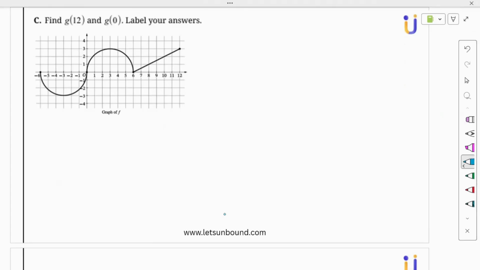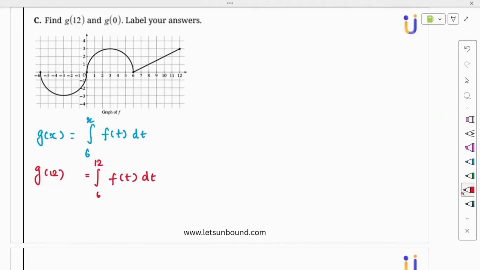Here we go. G of x is clearly given to us. This is G of x, the accumulation of f, accumulation of your graph f. Here t is just a variable, from 6 to x. I need G of 12. So G of 12 is the integral from 6 to 12, since in x you can put 12, of f of t dt. So what does it mean? From 6 to 12, the area under the graph. That is what this integral expression is telling us.